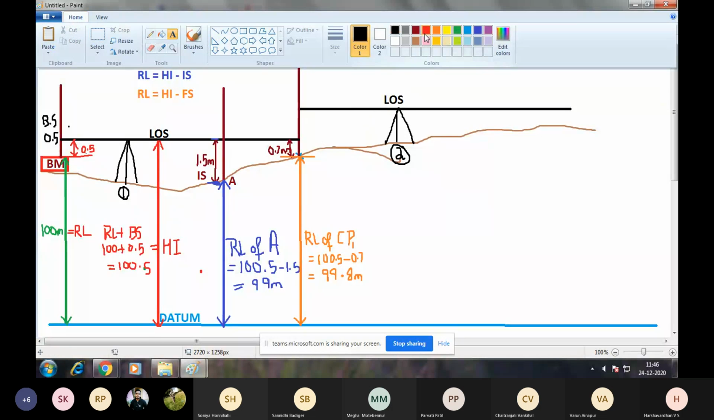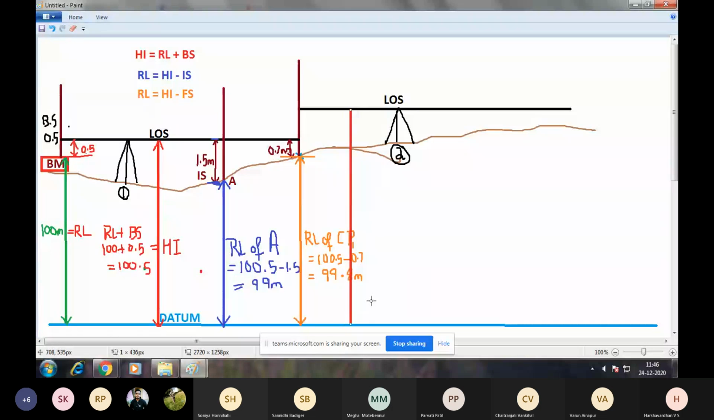Let's say this is the new height of instrument, from the line of sight to the datum. Now I have to calculate this new height of instrument. How do I calculate it? To calculate the new height of instrument, I'll take a staff reading on the change point.